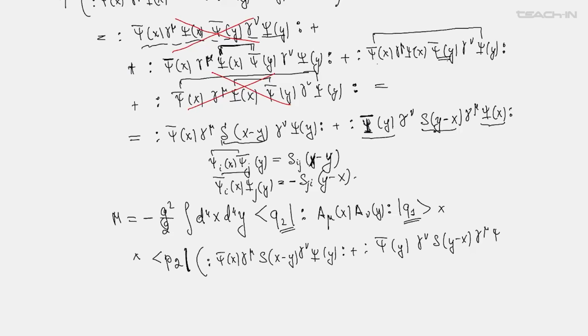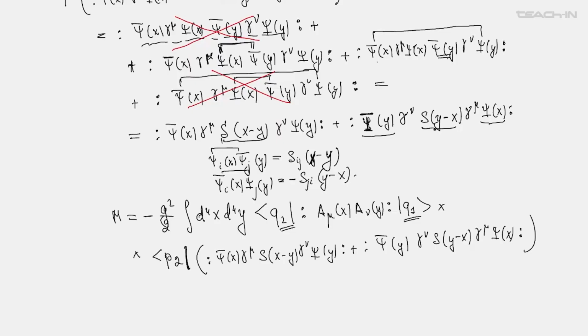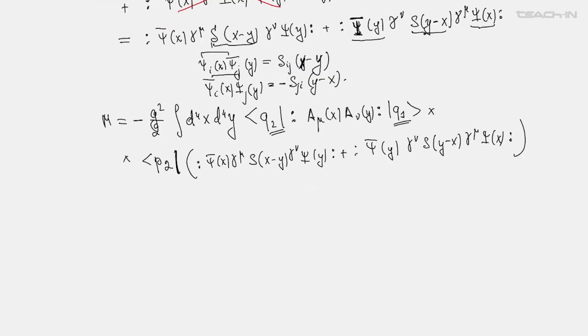Okay, so this is what we have. Now, what is interesting is that if we take the second term, this one, and make a substitution X for Y and Y for X, then this second term becomes equal to the first one. And so what happens is a doubling of the first term. So effectively, this becomes simply minus g squared, double integral.